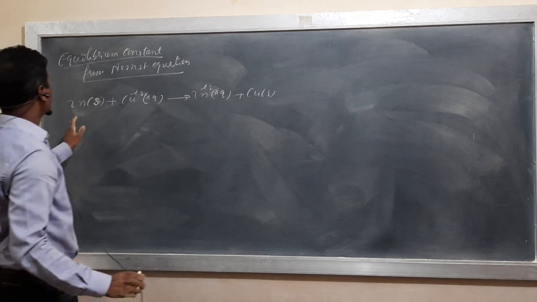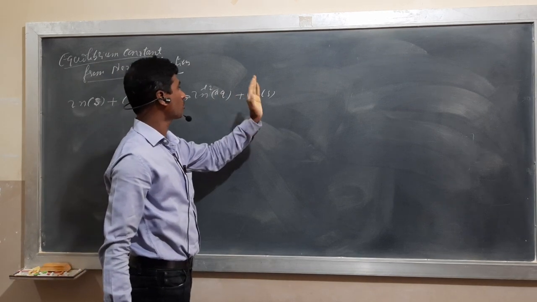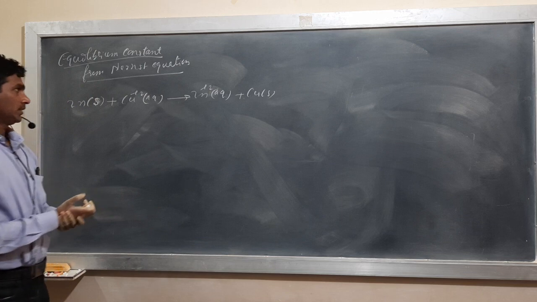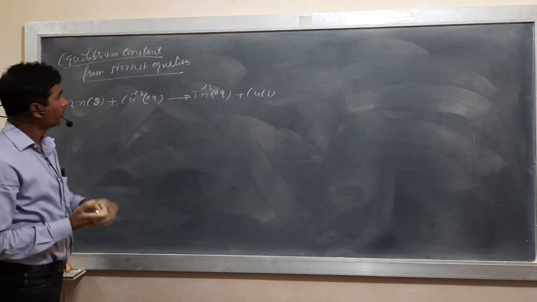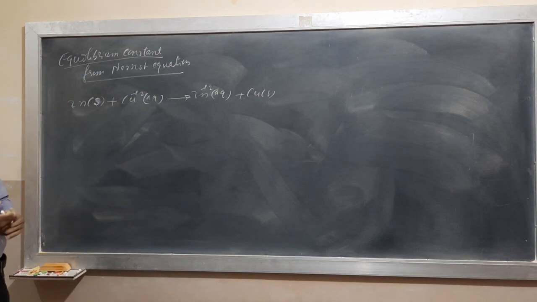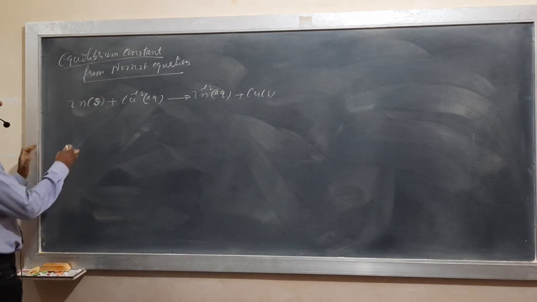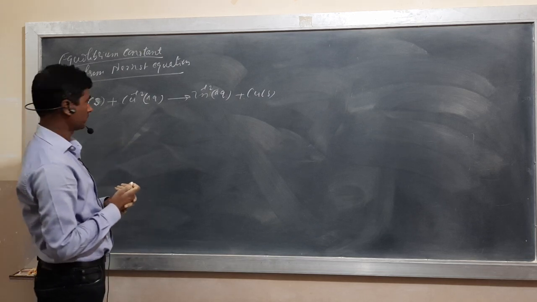Zinc solid plus copper 2+ aqueous gives Zn 2+ aqueous plus copper solid. This is the overall cell reaction of the Daniell cell. If the circuit of this Daniell cell is closed, what happens here? The concentration changes as time passes.